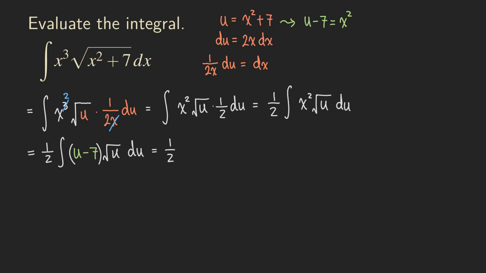So we have 1 over 2, and then the integral of now the u times the square root of u, which is u times square root of u. I'm just showing more work here, and then minus. And then what about this? This is 7 times square root of u. So we are just going to get 7 times the square root of u. Okay, so that's nice. What do we need to do next?